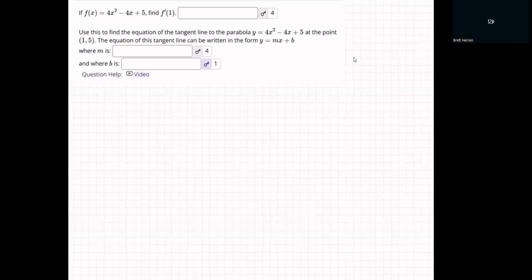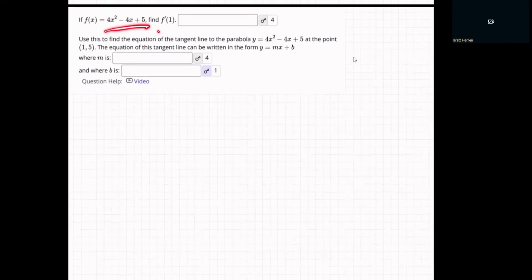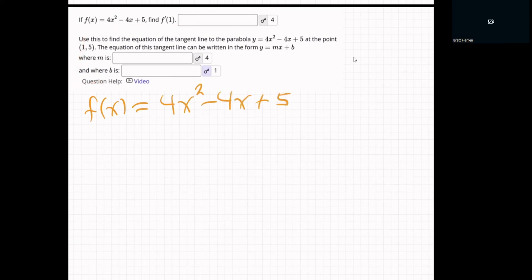We go on this question. They're giving us a function. They want the derivative at 1 and then find the equation of the tangent line. So let's bring it on down here. F of x is 4x squared minus 4x plus 5. The first order of business is find the derivative.